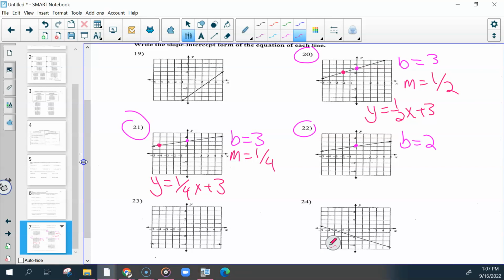Alright, last one. 22. Give me a point that you see that crosses the grid lines exactly. Negative 4, 1. That works. 4, 3 would also work. What is that slope? 1 over 4. Alright, so these are going to look similar. y equals 1/4 x plus 2.